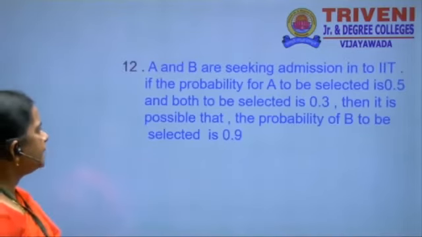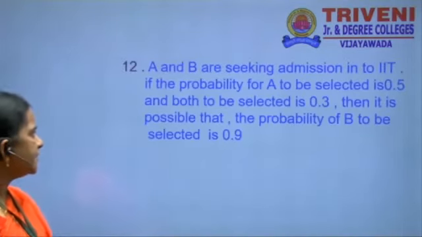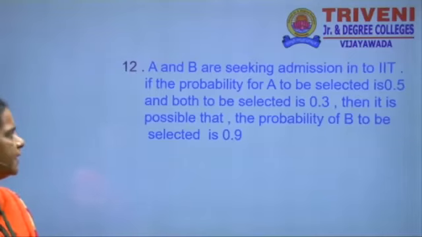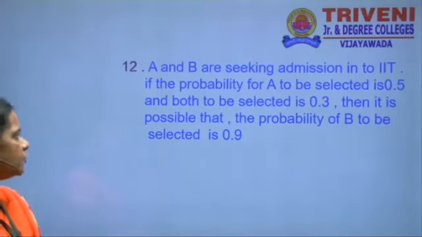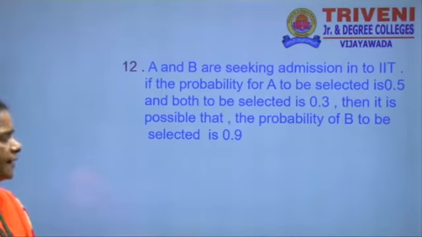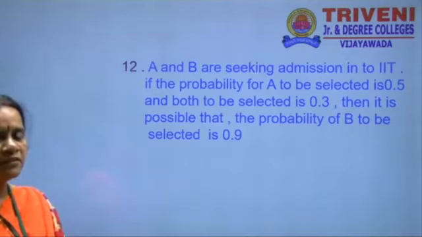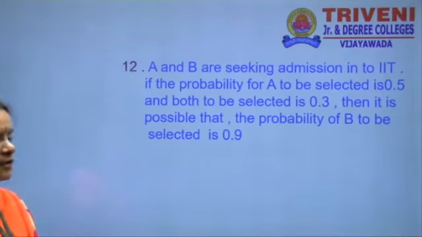A and B are seeking admission into IIT. If the probability for A to be selected is 0.5 and both to be selected is 0.3, then is it possible that the probability of B being selected is 0.9? They have given that P of A is equal to 0.5 and both to be selected is 0.3, meaning P of A intersection B is 0.3. Then the probability of B being selected is 0.9. Is it applicable or not, we have to check this once.